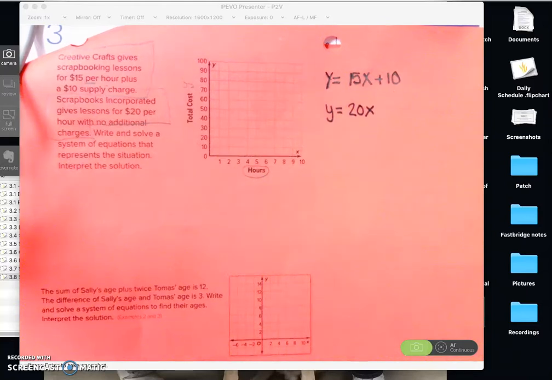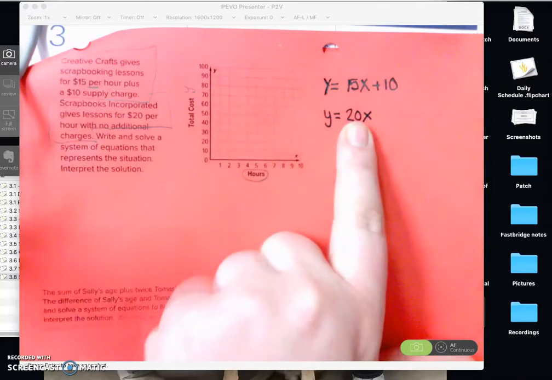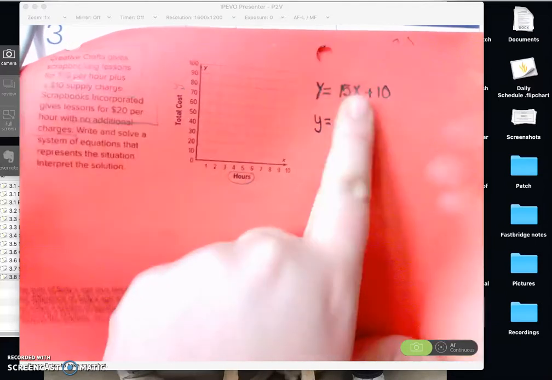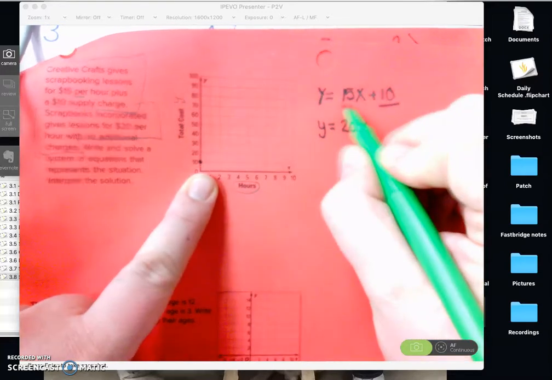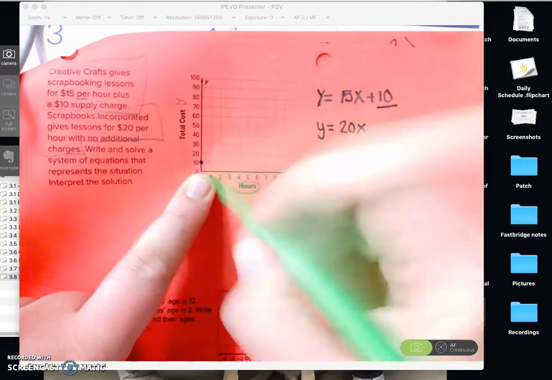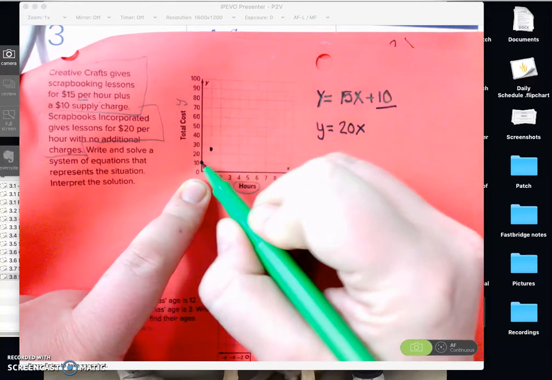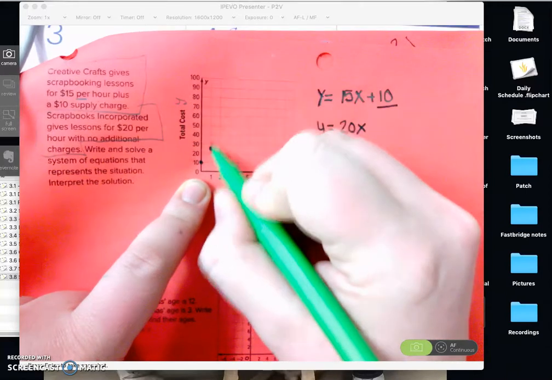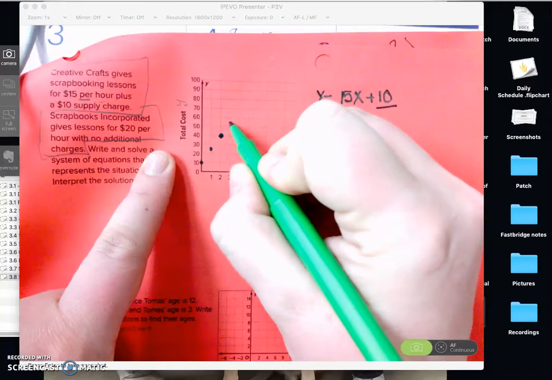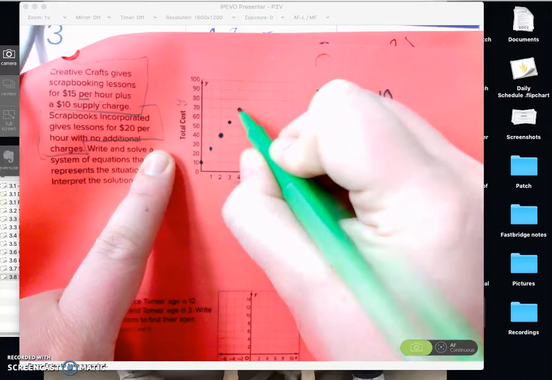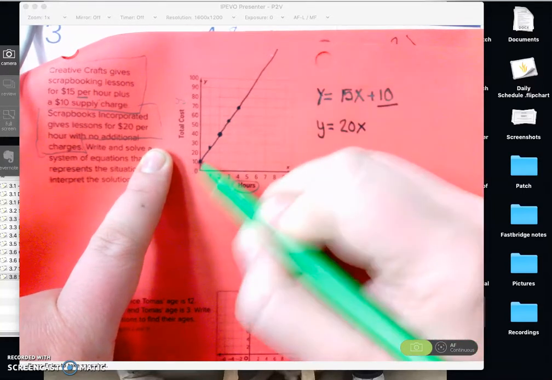So I have to graph these two equations. Well, this one, my y-intercept is at 10 here, so I'm going to go up to 10, and then my slope is 15 over 1. Well, I'm going to go up 15 and over 1. So I'm at 25, yep. And then I have to go up another 15 over 1. Up 15 over 1. So I have my line here. I could continue to do that.